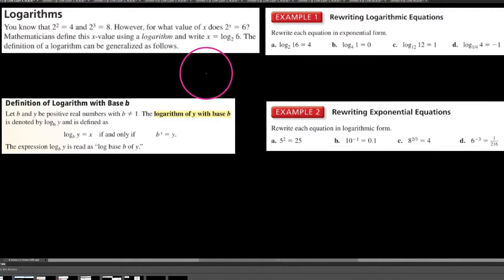Okay, YouTube, this is my first video in my module on logarithms, in which we're essentially just going to define what logarithms are and talk about how we write them in one way or another. So let's go ahead and start and talk about what a logarithm is.